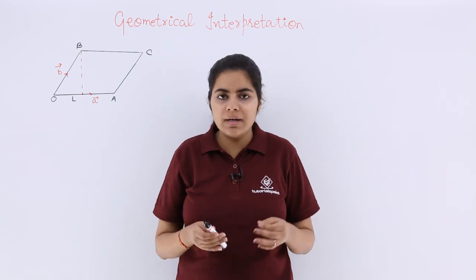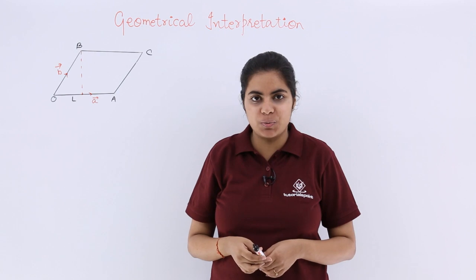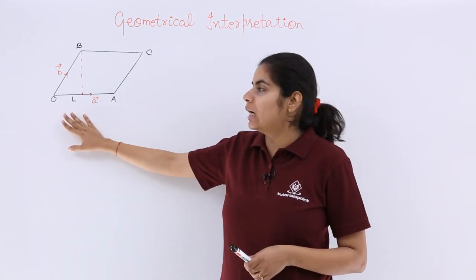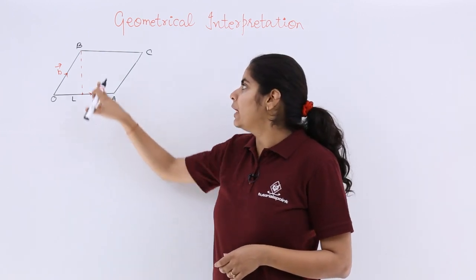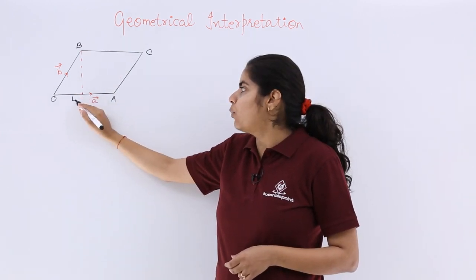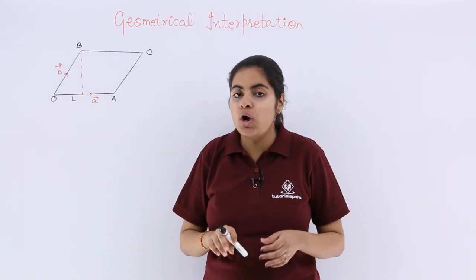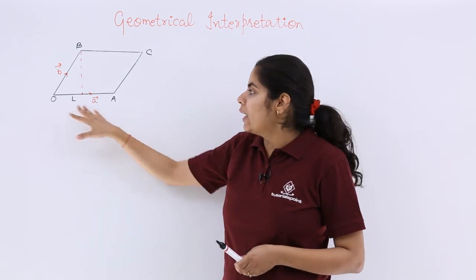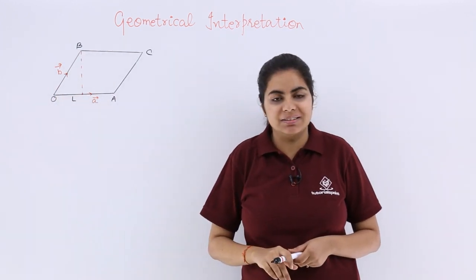Now we need to know what is exactly the geometrical interpretation of vector product or cross product. For that we have a parallelogram OACB or OBCA. We have drawn a perpendicular from B to OA which meets OA at point L. So basically this is BL perpendicular to OA. Also we have vectors. OA is actually vector A and OB is vector b.